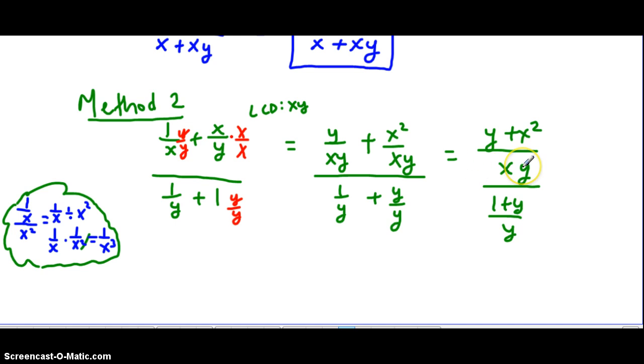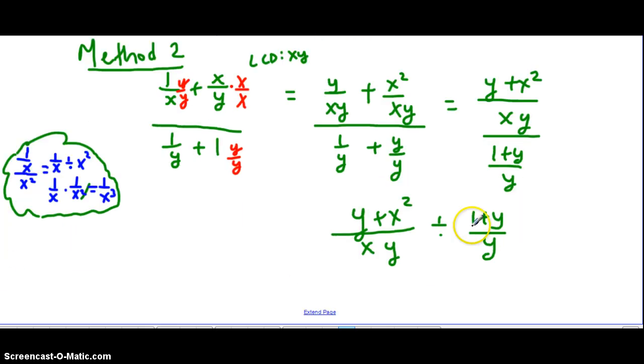So in this problem, we're going to have y plus x squared over xy divided by 1 plus y over y. So our next step is to multiply by the reciprocal. This first fraction stays the same. We change the divide to a multiply, and we will change this to the reciprocal. So it would be y over 1 plus y.